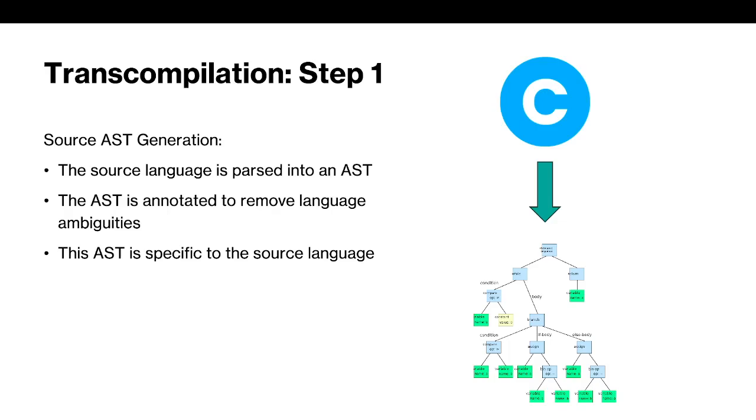So, the source AST translation. This is the first step. Every compiler does this. This is when the source language is translated from textual tokens into a machine readable graph called an abstract syntax tree. The AST is annotated to remove language ambiguities, such as assigning concrete types to inferred types. And this part of the process is specific to the source language. So even though we're parsing this into something that is machine readable and understandable, we cannot dump this into our target language just yet.